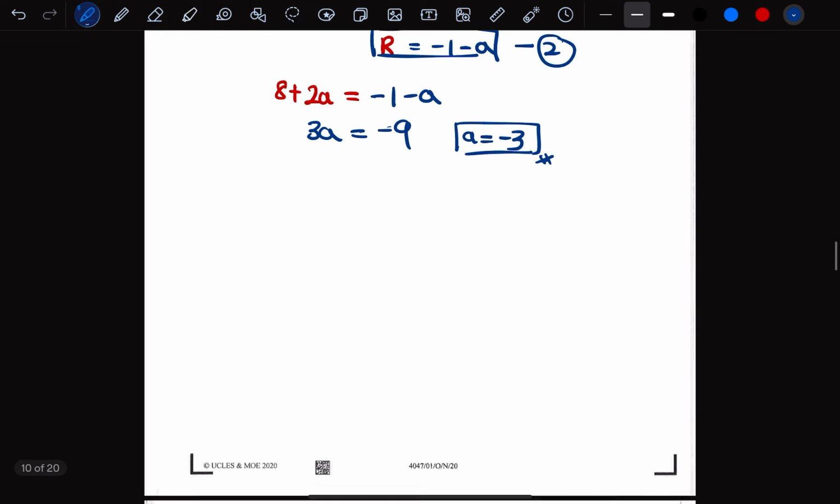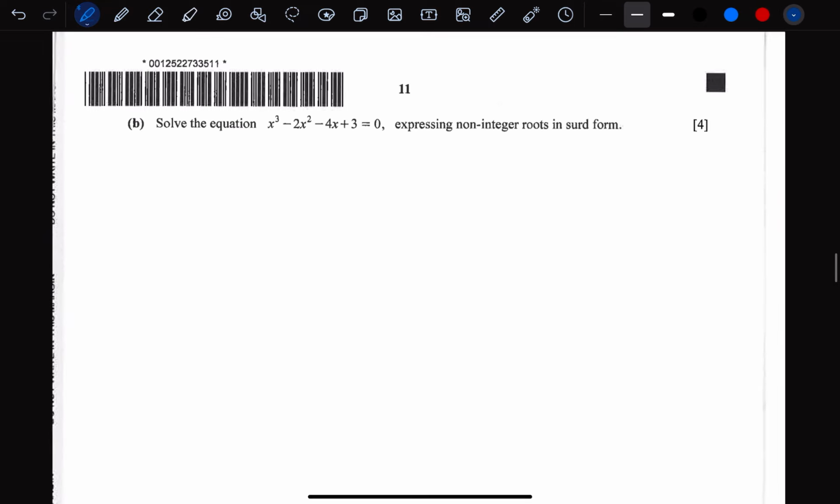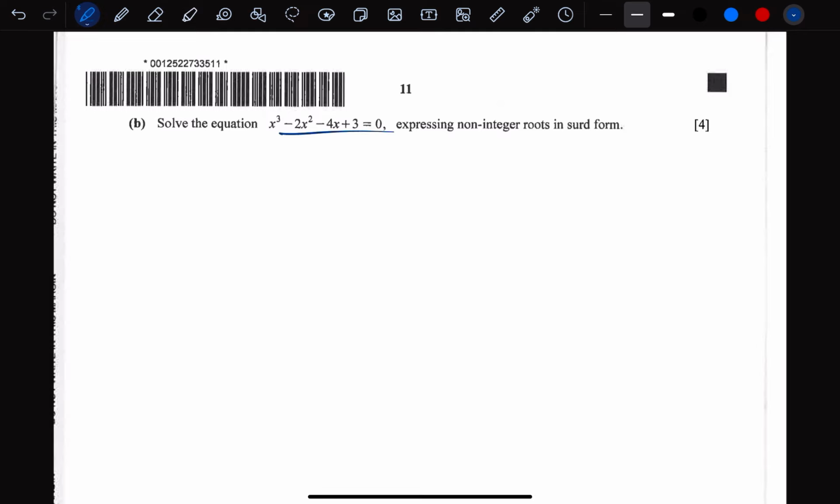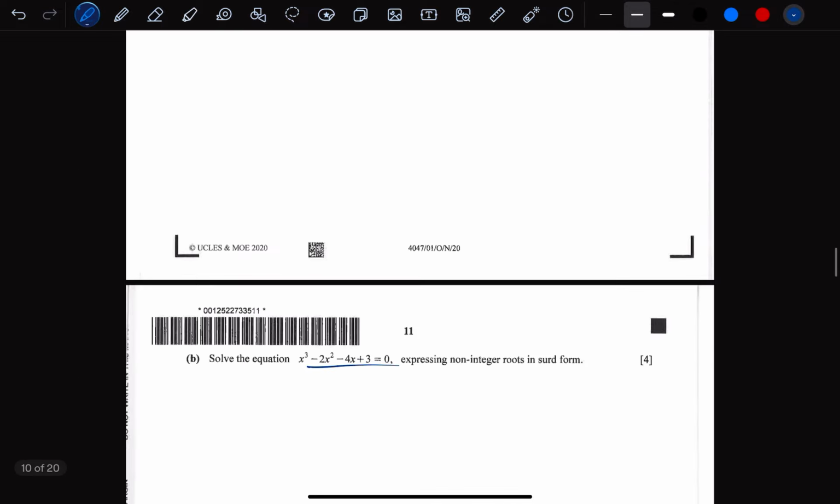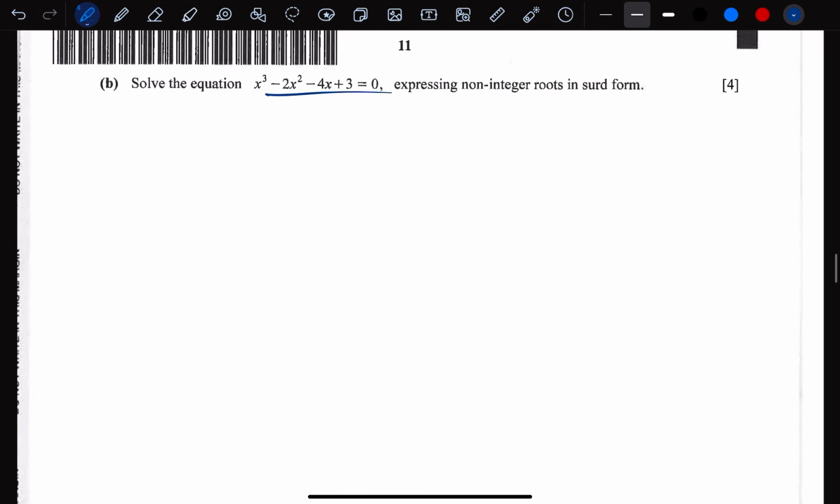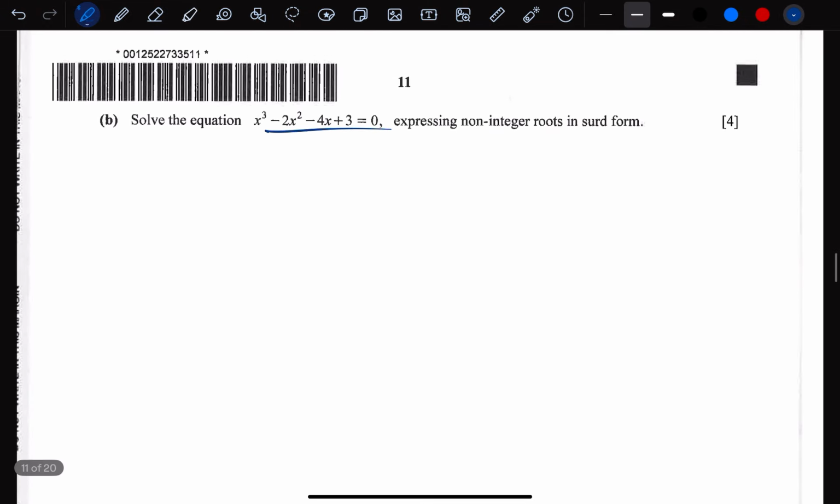Okay, then the next part B, they tell you solve the equation of this, expressing non-integer roots in surd form. Okay, let's first check if these two parts are related. Well, they're not related, so you will do this on your own. First thing to always check is, are there any factors to this cubic equation?